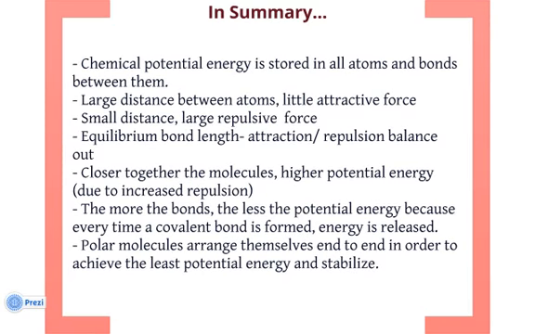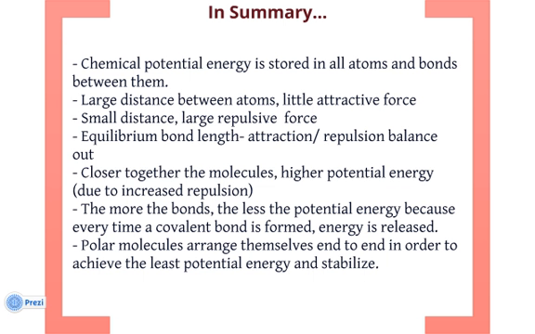In summary, we've learned that chemical potential energy is stored in all atoms and the bonds between them. A large distance between two atoms means that there is little attractive force, and a very small distance between atoms means that there is a very large repulsive force. When these attractive and repulsive forces balance out, you end up with an equilibrium bond length. The closer together molecules are, the higher the potential energy is as well, due to increased repulsion. That means that they're less stable. The more bonds, the less potential energy, because every time a covalent bond is formed, energy is released.